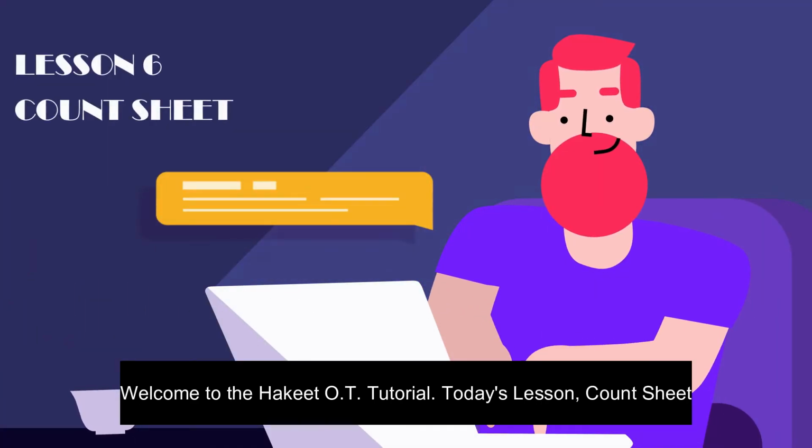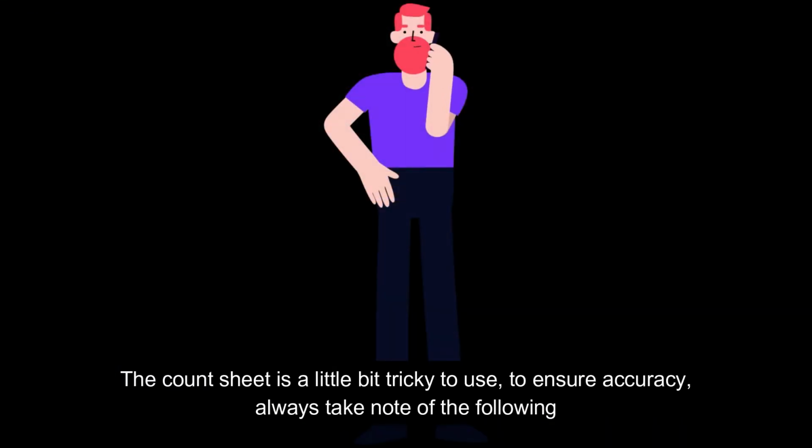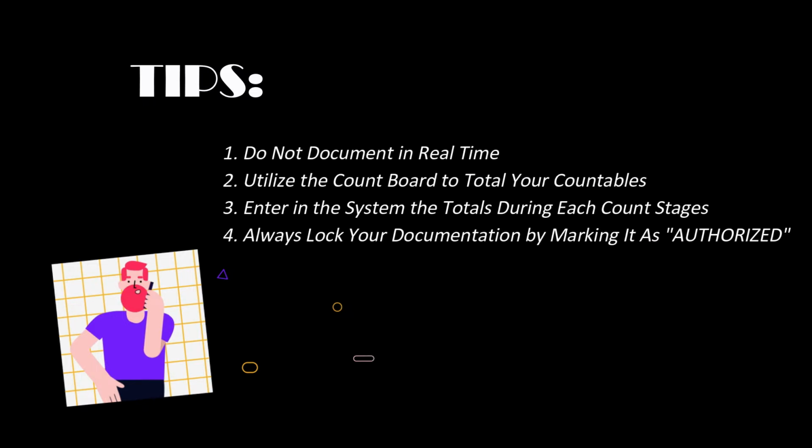Today's lesson: the count sheet. The count sheet is a little bit tricky to use. To ensure accuracy, always take note of the following. Do not document in real time. This will make you forget some of your items. Instead, utilize the count board to total your countables and enter the totals in the system during each count stage.